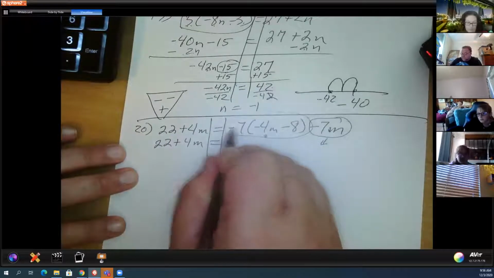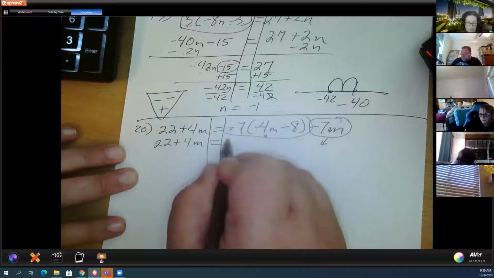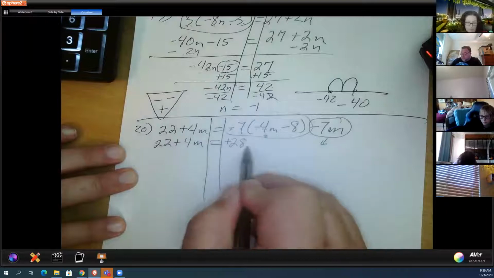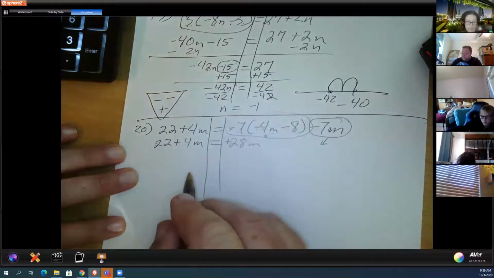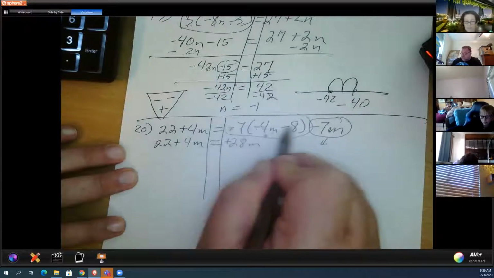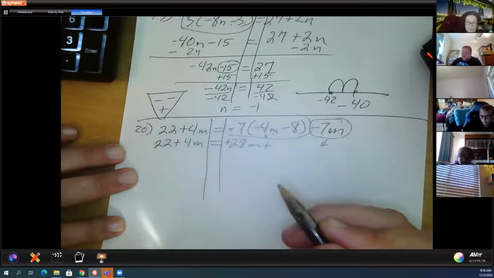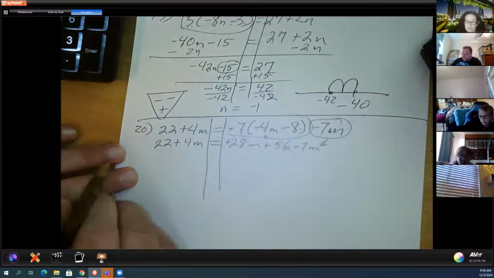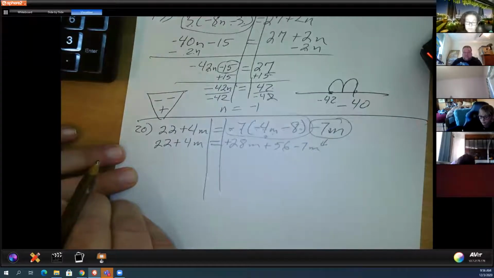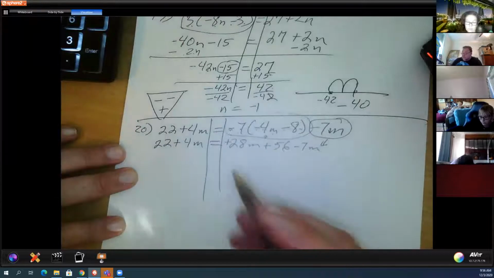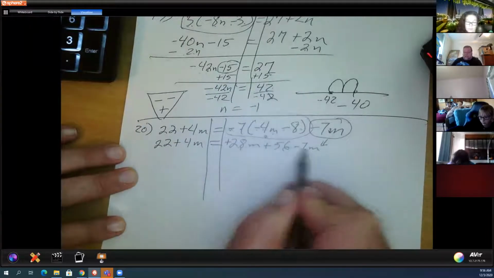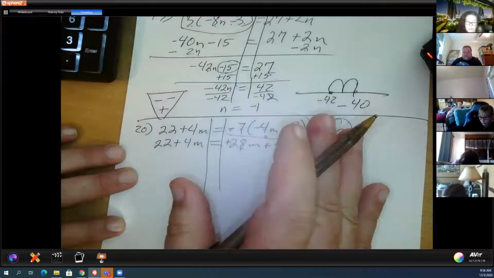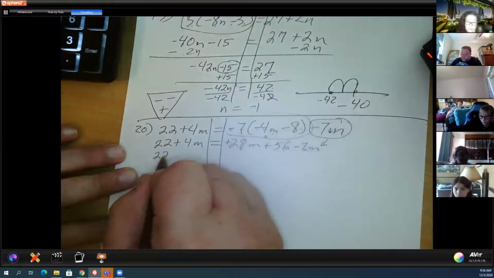So negative 7 times negative 4. Well, a negative times a negative is going to be a positive. 7 times 4 is 28, and then the m comes along. All right. Now, negative 7 times negative 8, a negative times a negative is a positive, and 7 times 8 is 56. Now I'm going to bring down that 7m. Now, as I look at it, I see that I have two like terms on this side. So I should really clear that up before I do anything else. Okay. So I'm going to take an extra step.